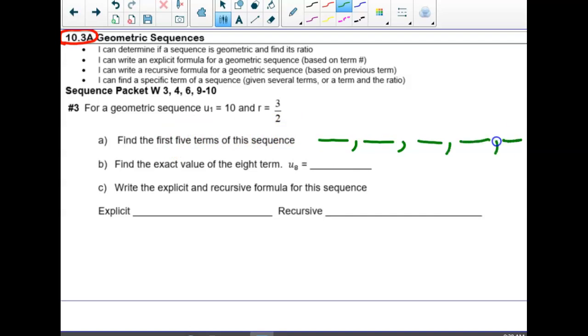What's the first term, guys? It says the first term is 10. And then how do we get to the next term? Multiply by 3/2, which I believe will give me 15. And then times 3/2 or 1.5 again, which will give me 22.5. How did I do so far? 33.75? Oh, lucky guess. This one isn't going to be pretty, is it?